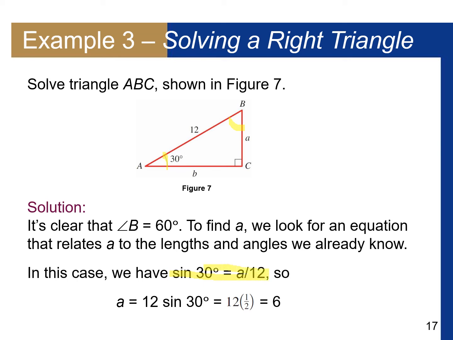How do I know that? Because sine, again, is opposite over hypotenuse. So let's take a look. If this is 30, opposite is A, over my hypotenuse is 12. So that's the equation, sine of 30 degrees equals A over 12. Then you solve for A by multiplying both sides by 12, and you can get A equals 6.